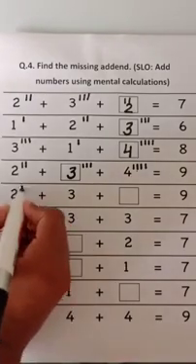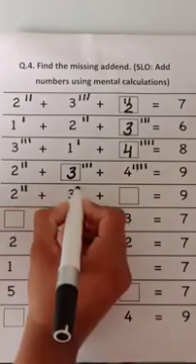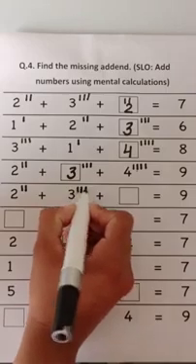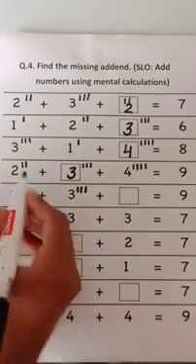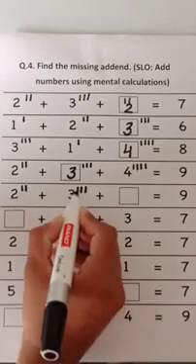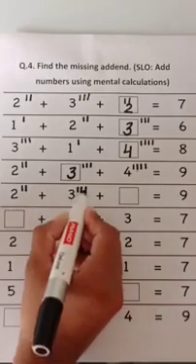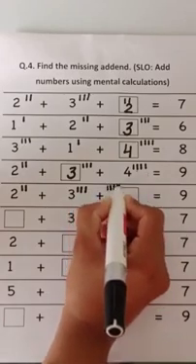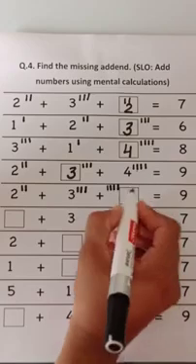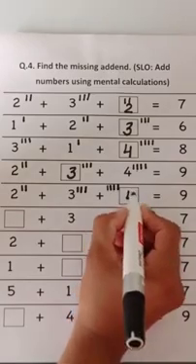Here we have 2, so I'll draw 2 lines. 3, so I'll draw 3 lines. And again we have to make it equal to 9. 1, 2, 3, 4, 5, 6, 7, 8 and 9. Here we have 4 lines. It means the number is 4.